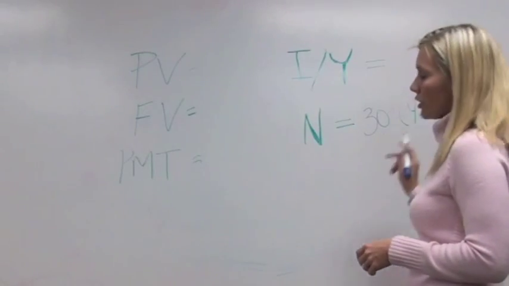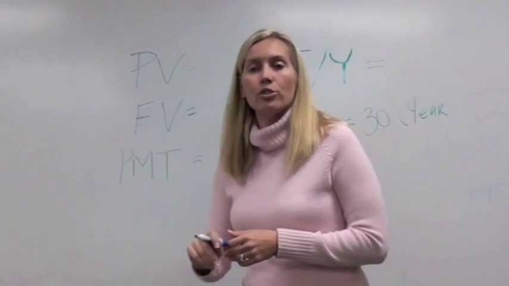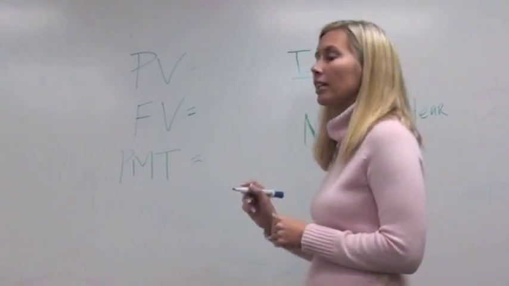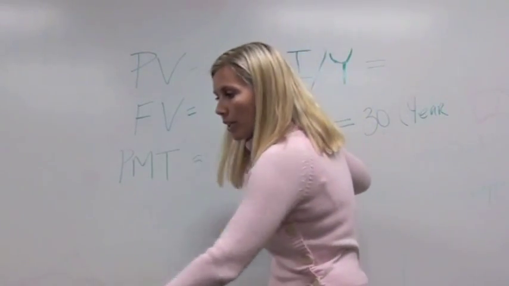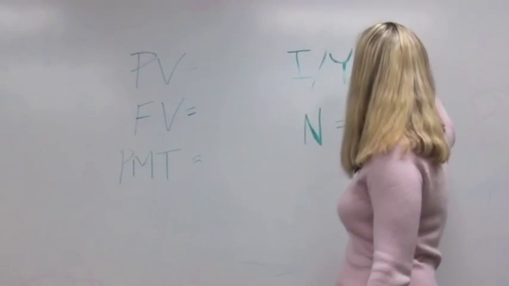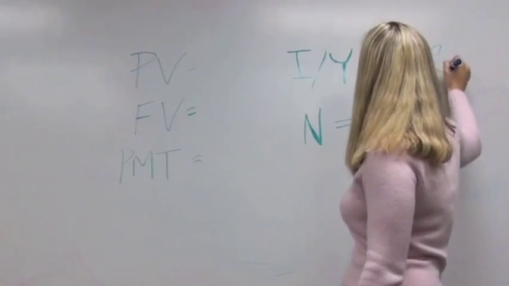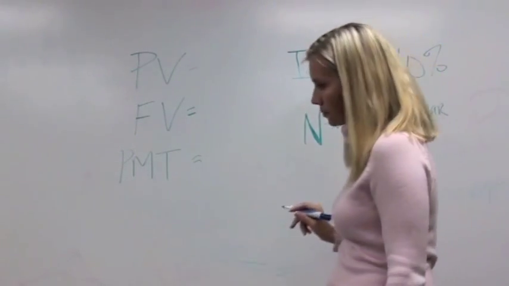So it's 30 years. The other thing that's easy to find is the interest rate, because it's always going to have a percentage behind it. So in this case, we said that we're going to get 10% a year. So our interest is 10% a year.